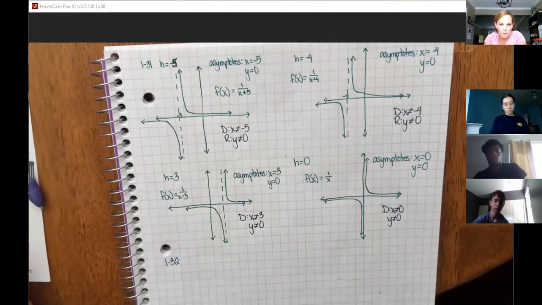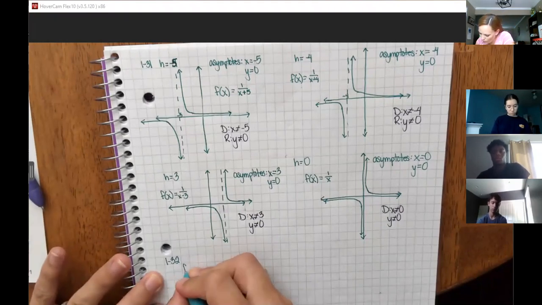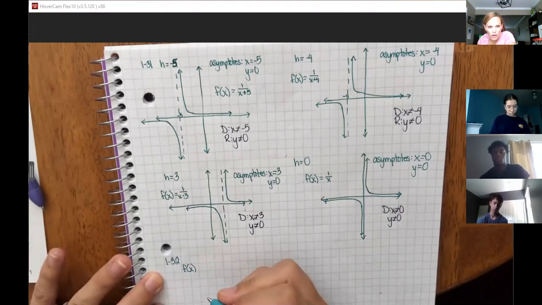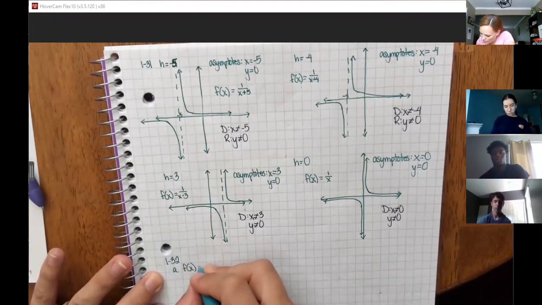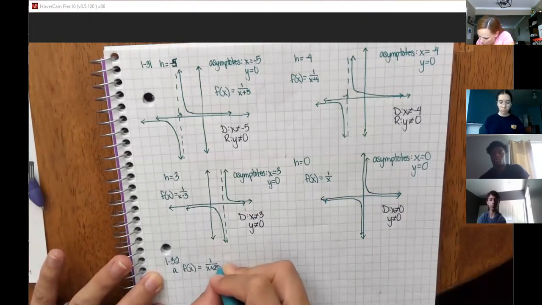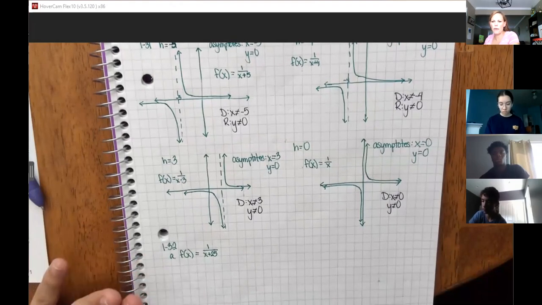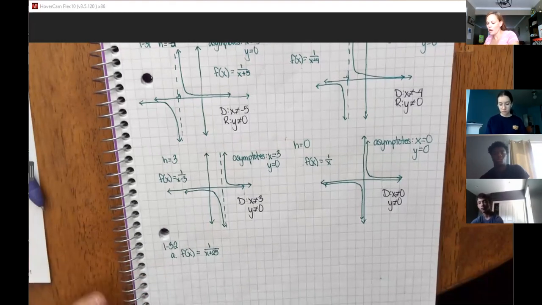So for problem 32, it's f of x equals 1 over x plus 25. Can you guys see my paper still or the book? Thank you, Ethan.